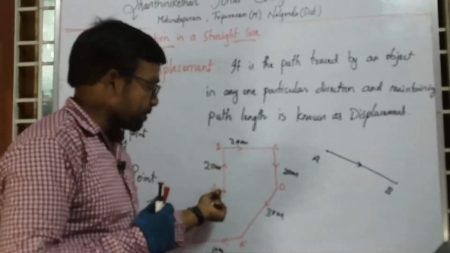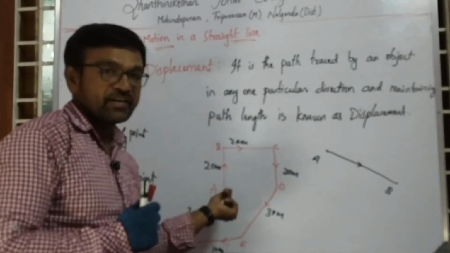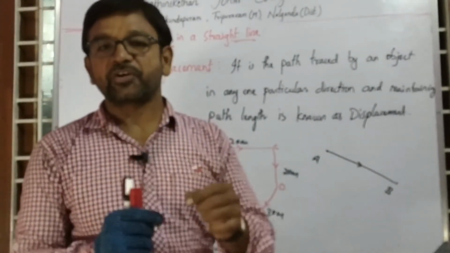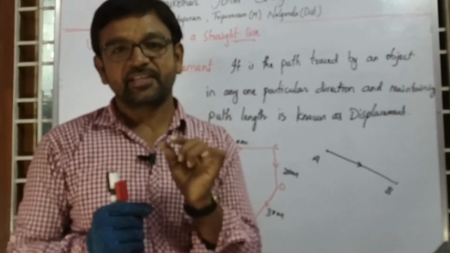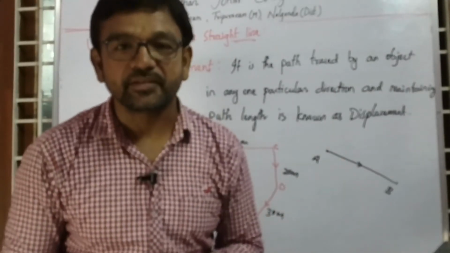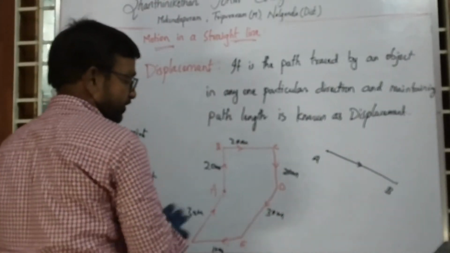Is there any path traced between A and A? No. A and A is the same point only. Is there any path change there? No path change. That's why the displacement is equal to 0. Good. Did you understand clearly?